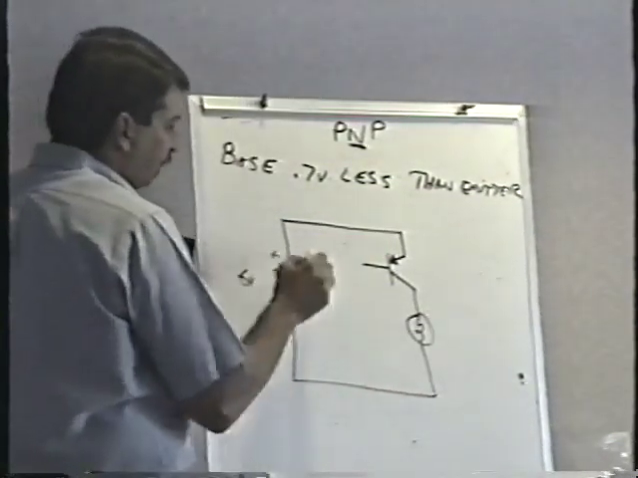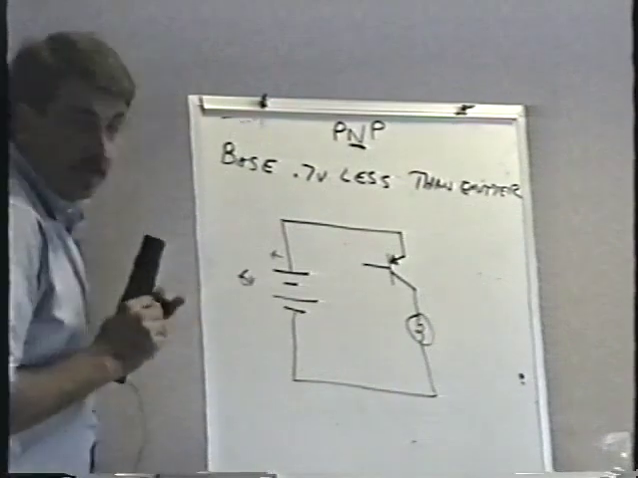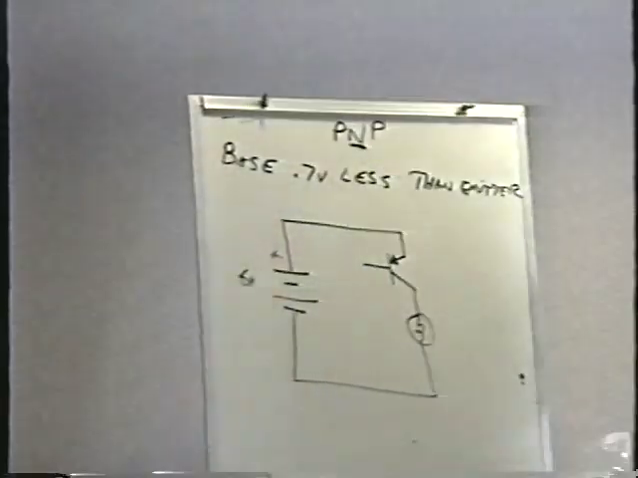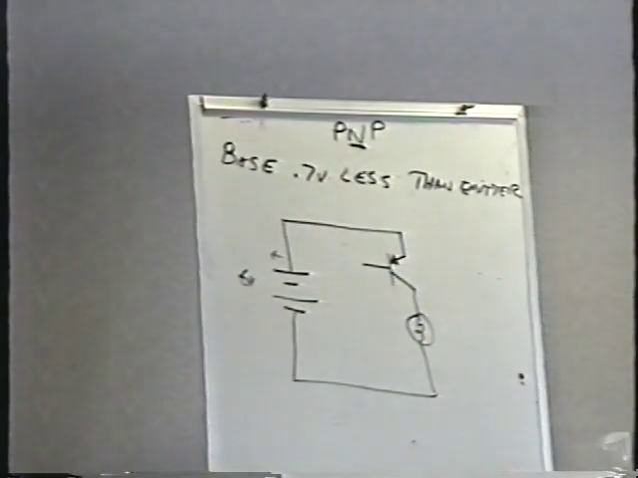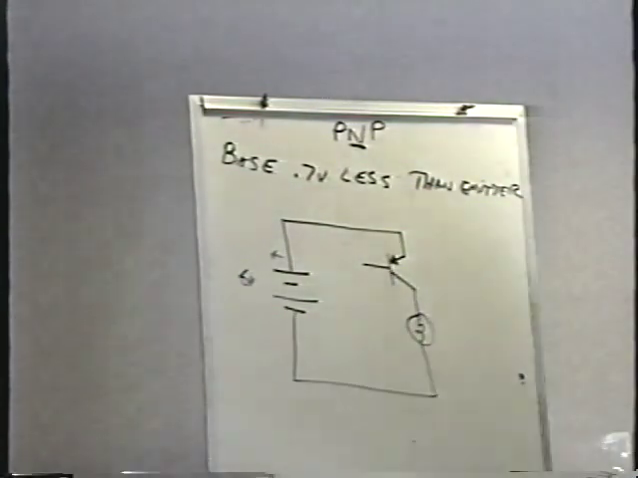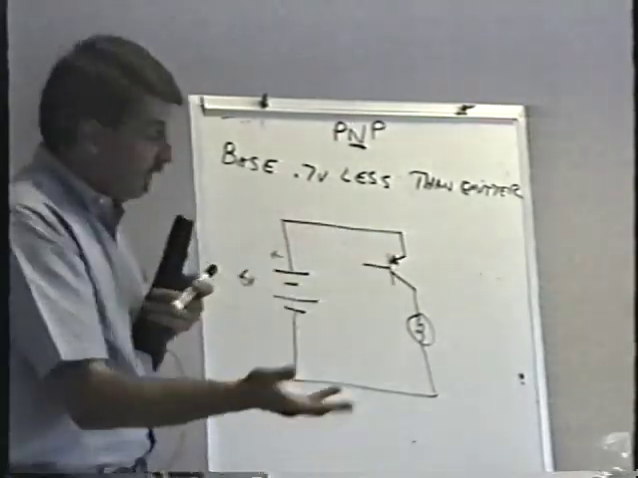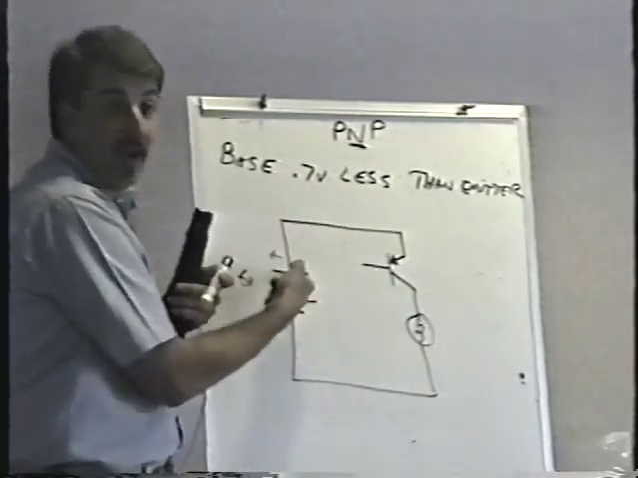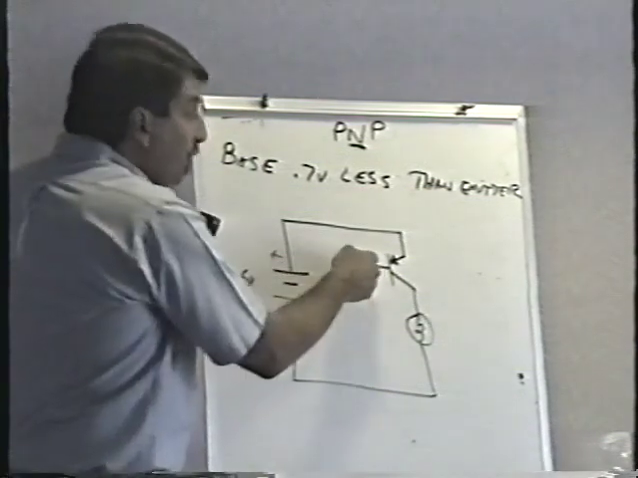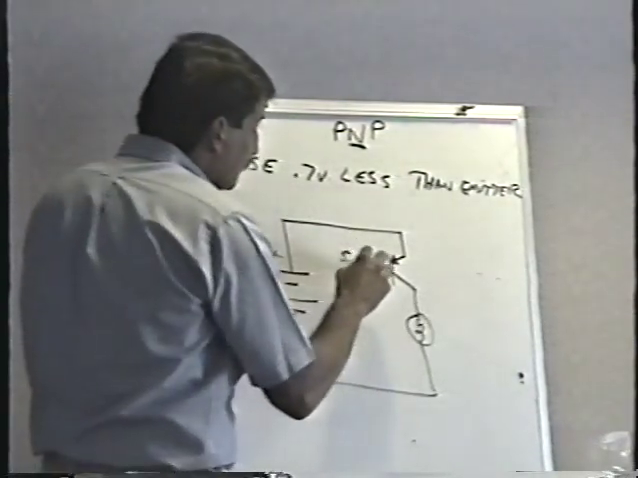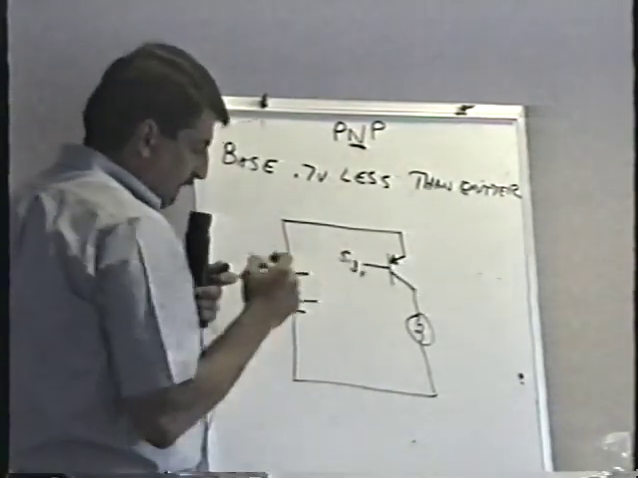6-volt battery. How much voltage would I have to put on the base of the transistor to turn it on? 5.3 volts. That's right. Very good. That's 5.3 volts, sure, 7/10 of a volt less than the emitter. What's the emitter voltage here? 6 volts. Gotta be, huh? It's hooked right up to the battery. The base is 7/10 of a volt less. In this case, 5.3 volts would turn the transistor on.